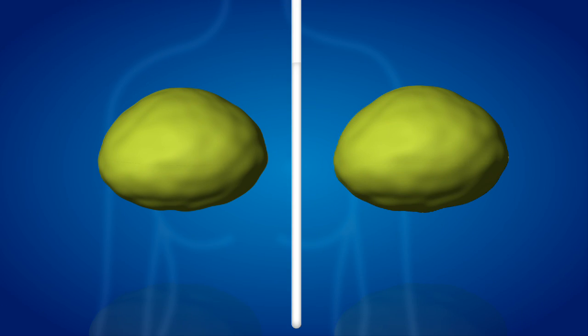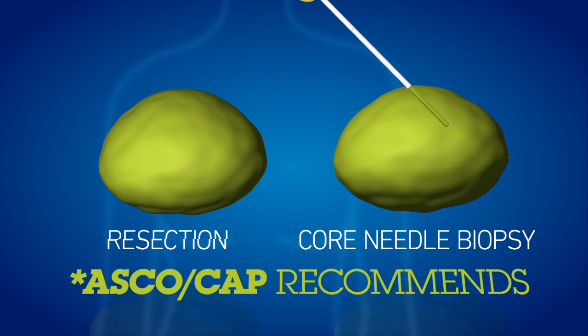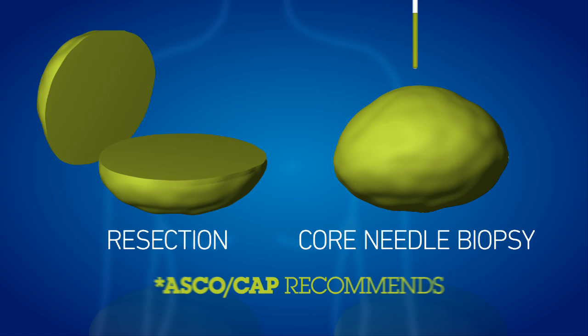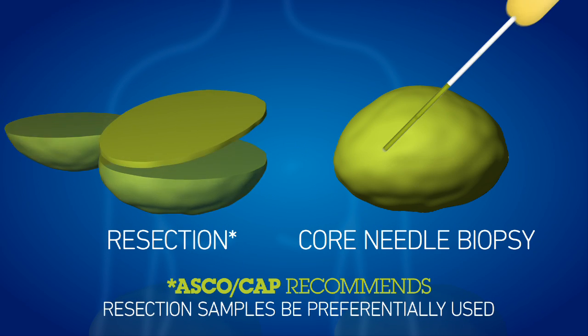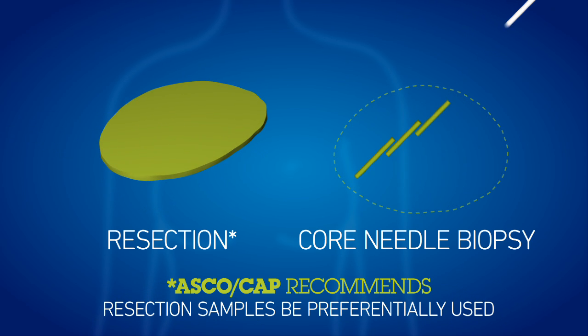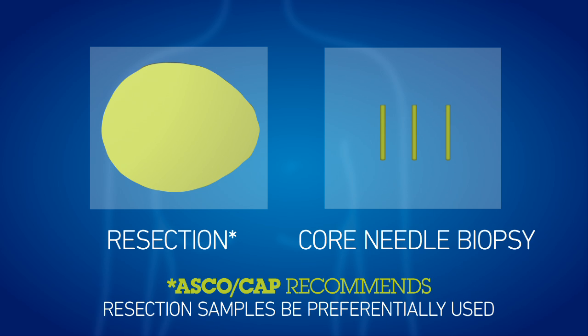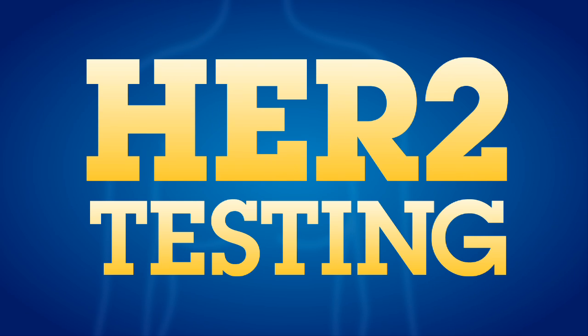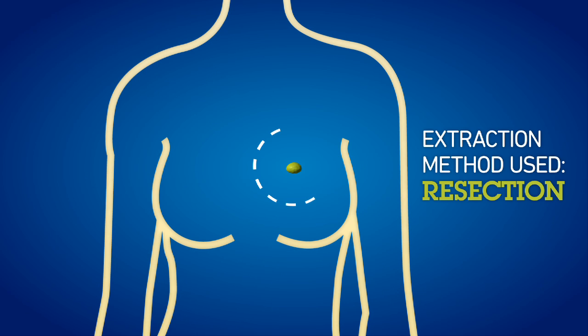Initial testing for cancer can be done using a core needle biopsy or a resection. ASCO-CAP recommends that resection samples be preferentially used for HER2 testing rather than core needle biopsies because of the likelihood of artifacts which might confound interpretation. Pathologists should use discretion in choosing the best sample for testing in each patient. However, this is only a small part of the HER2 testing process. We will move forward as if a resection was the extraction method used.